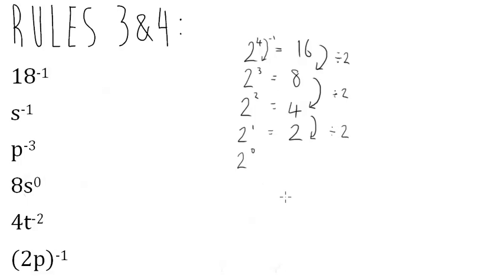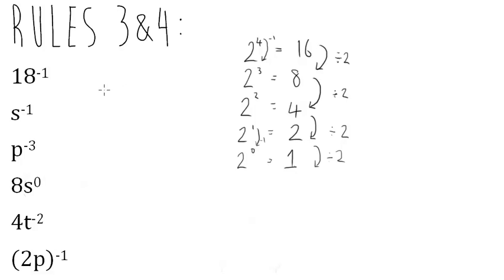Now, what do we do when we get to 2 to the power of 0? 2 to the power of 0 isn't something we've looked at yet. So, how do we deal with that? It's just exactly the same rule. Again, we've just dropped the index by 1, so we have to divide by 2. So, what's 2 divided by 2? It's 1. Now, you'll probably see that this will work with any number that we use as the base.